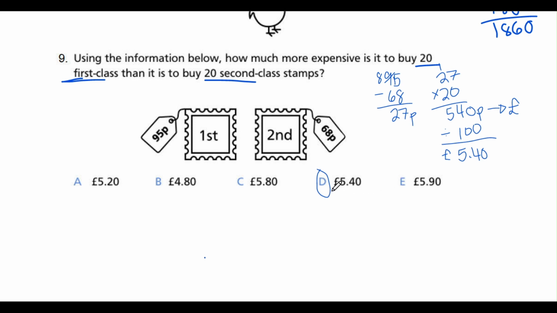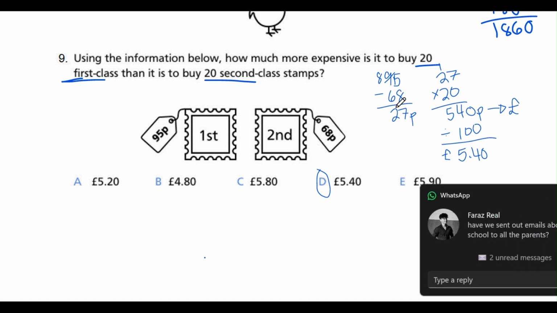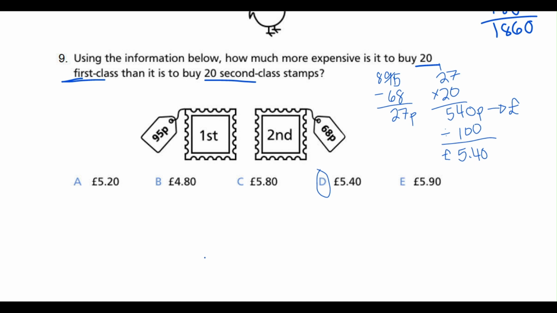Here's how. The quickest way is to find the price difference between a single first-class and a single second-class stamp. A first-class stamp costs 95p, and a second-class stamp costs 68p. So the difference in price for one stamp is 95p minus 68p, which equals 27p. Now, we need to find the total difference for 20 stamps. So we multiply 20 by 27p. That's 20 times 27, which equals 540p.